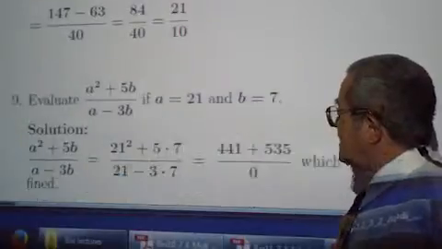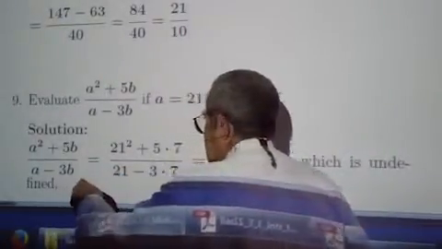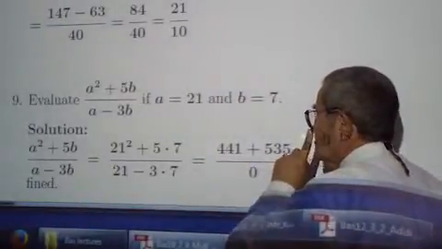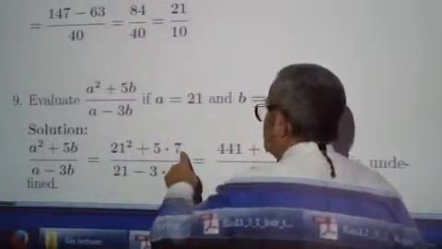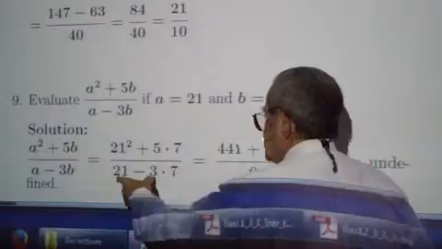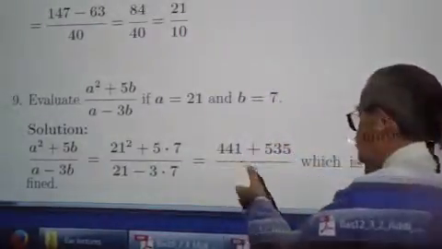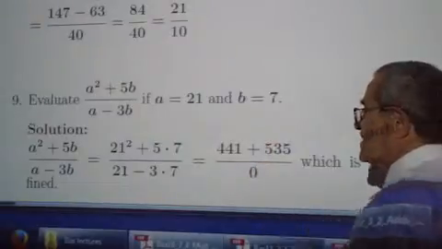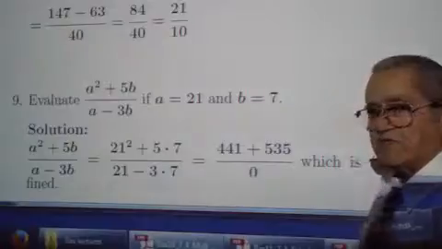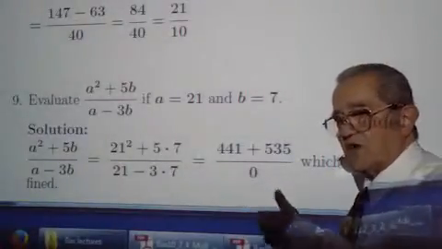You wanted to evaluate a squared plus 5b over a minus 3b, where a was 21, b was 7. Your denominator gave you 21 minus 21 or 0. The numerator is immaterial. This fraction is undefined. Okay? 0 in the denominator, that's a big no-no. Remember that. Lots of people get that wrong.